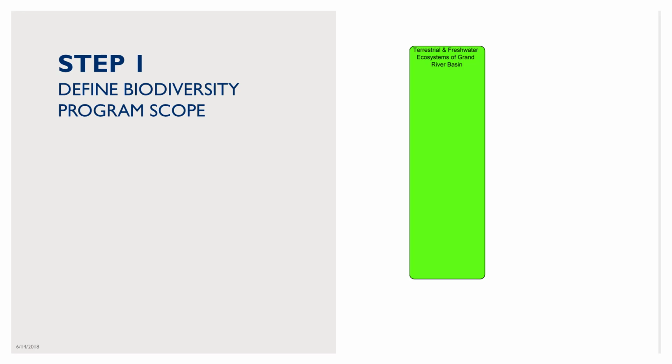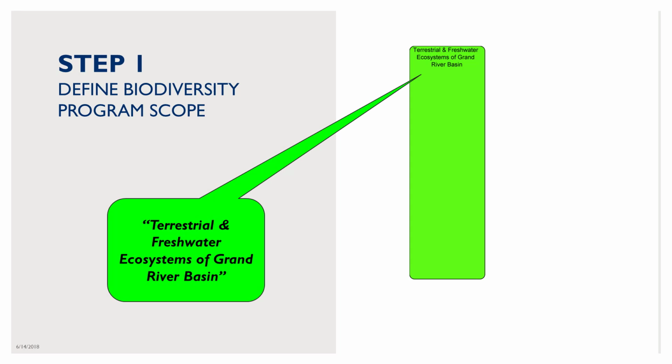In this example, our Grand River project example, the design team defined their biodiversity program scope as terrestrial and freshwater ecosystems of the Grand River Basin. In the situation model diagram, this is illustrated with a green scope box.